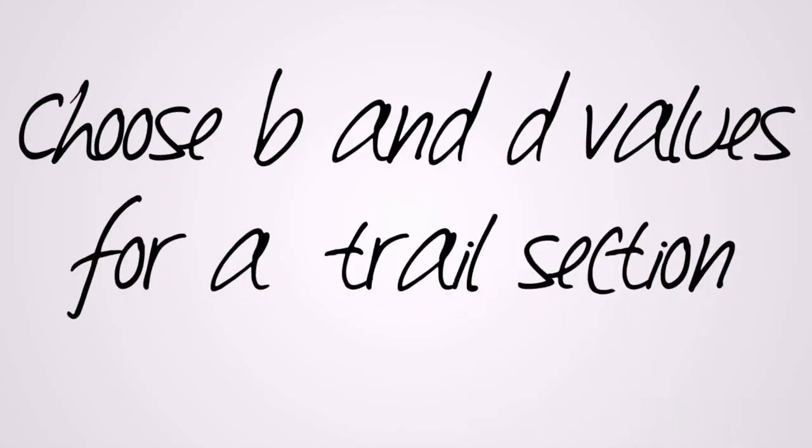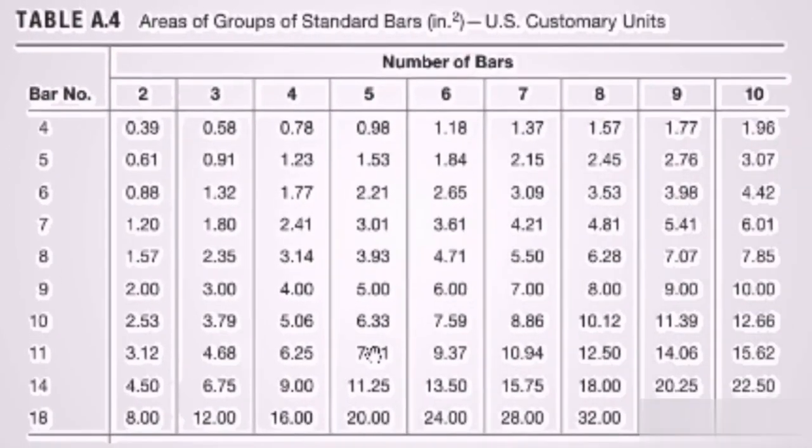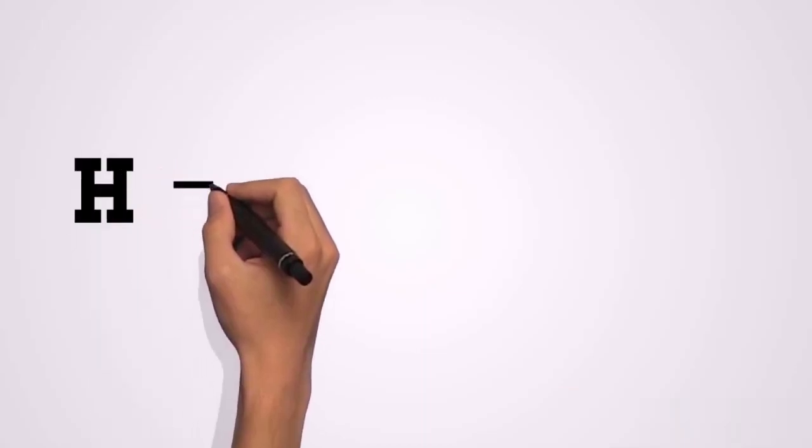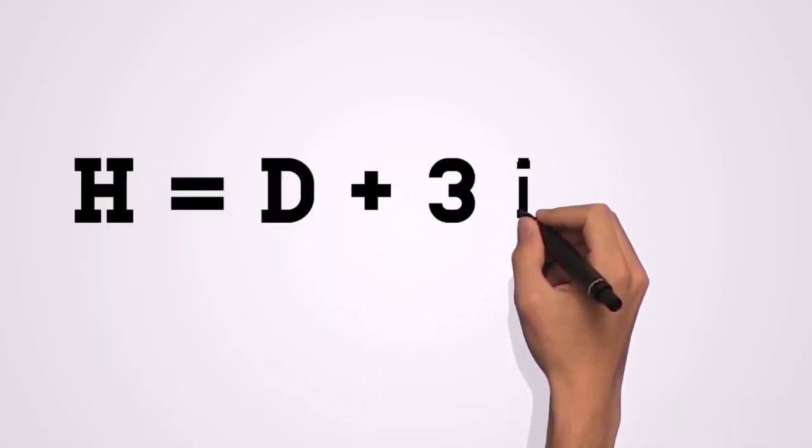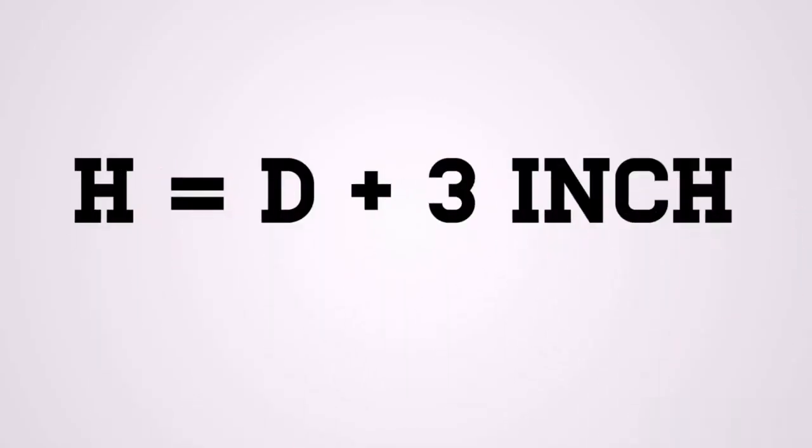So you will select dimensions to the nearest 1 inch increment using this table, and the total height of the beam can be conservatively taken to be h equal to d, which is the depth of the beam, plus 3 inch. So 3 inch is the cover requirement. So this is to protect the beam from de-icing salt or to protect the beam from corrosion.